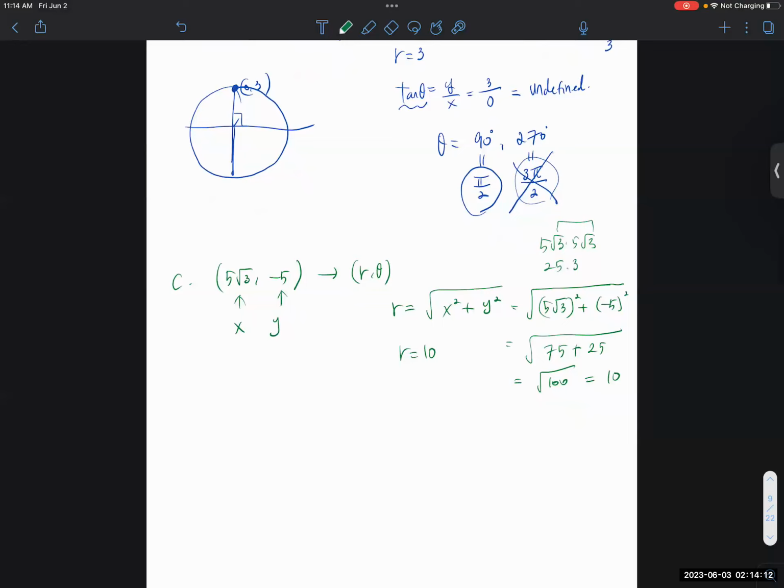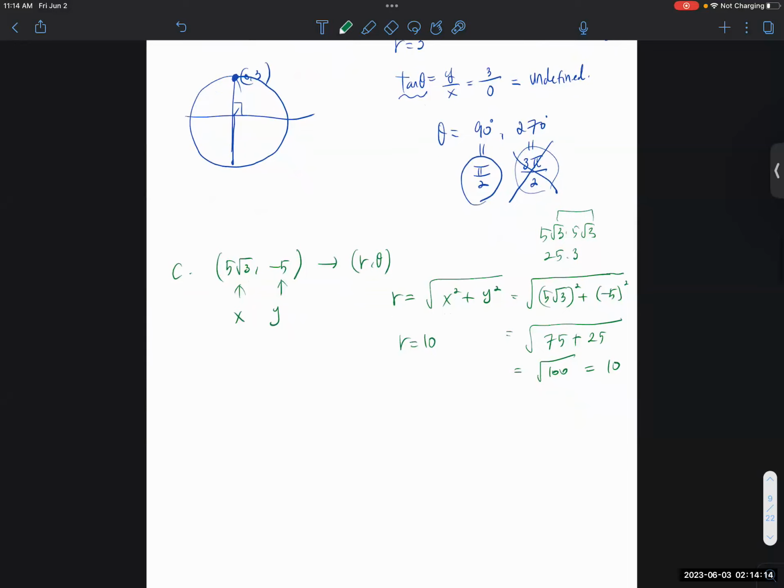So the circle, the radius is 10. Now we want to find out the angle. So tangent theta is y over x. Y is negative 5. X is 5 radical 3.